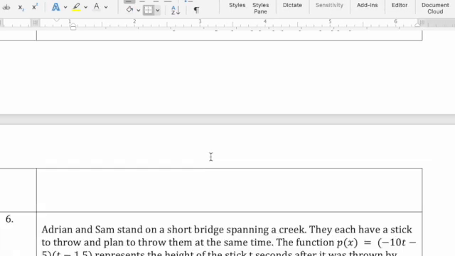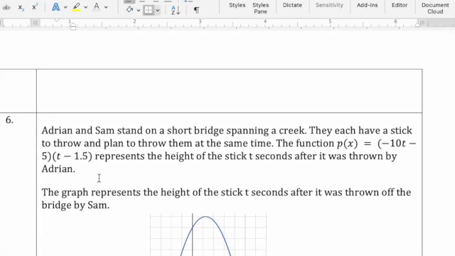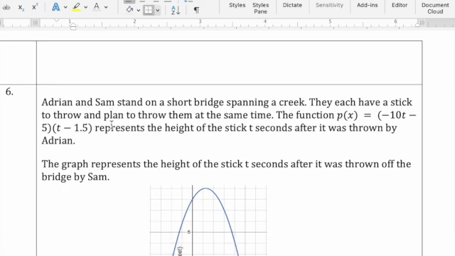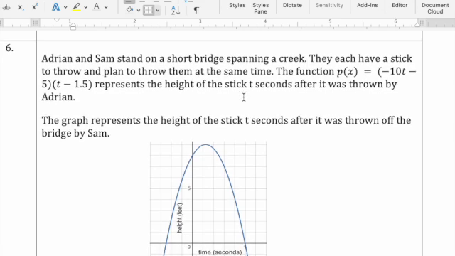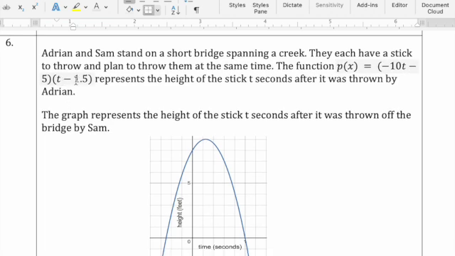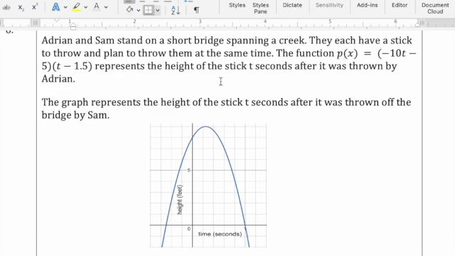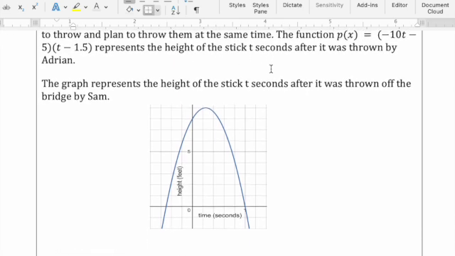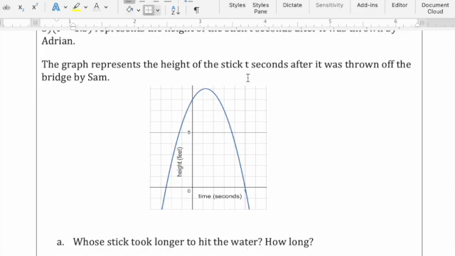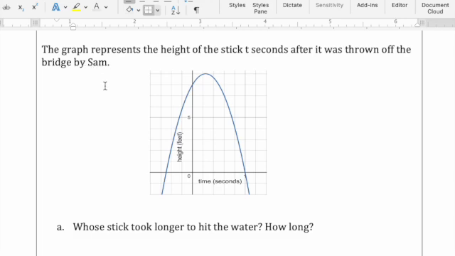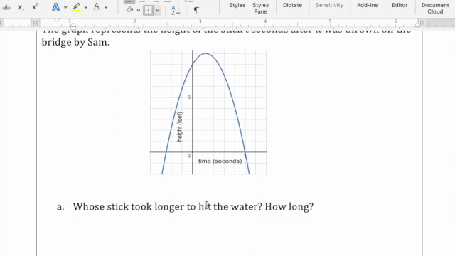So let's take a look at number 6. Adrian and Sam stand on a short bridge spanning a creek. They each have a stick to throw and plan to throw them at the same time. The function p of x equals negative 10t minus 5, times t minus 1.5, represents the height of the stick t seconds after it was thrown by Adrian. The graph represents the height of the stick t seconds after it was thrown off the bridge by Sam. Whose stick took longer to hit the water?